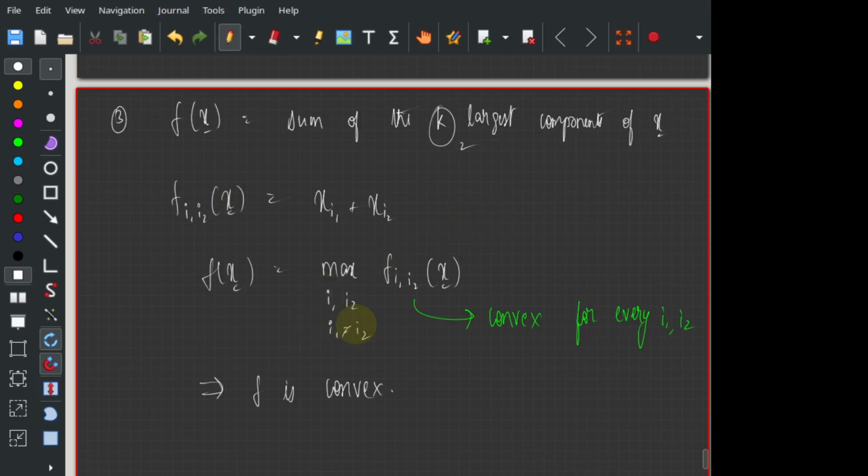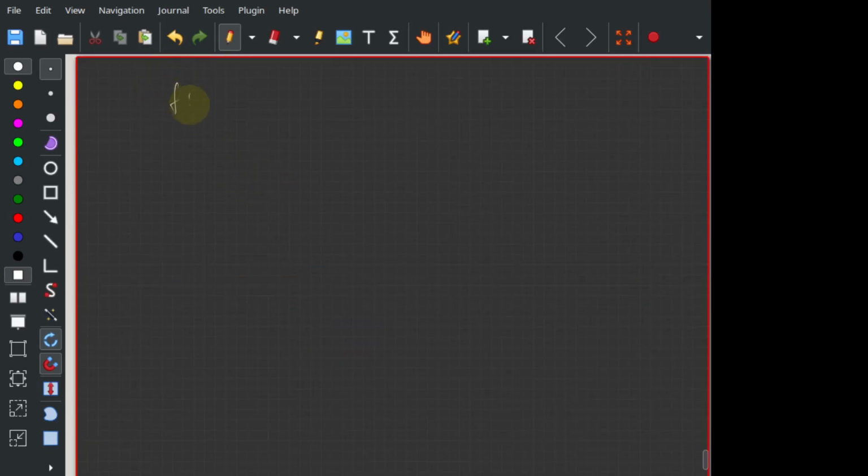So for example, if n is equal to 3, then f12 of x is simply the sum of the first component and the second component. F23 of x is the sum of the second component and the third component, not the second largest and the third largest. F13 of x is x1 plus x3. So the sum of the two largest components is simply the maximum of these three functions. Each of these functions is linear, right? You agree with that? So in some sense, it's still a maximum and a sum. But then the order in which you take that is different.